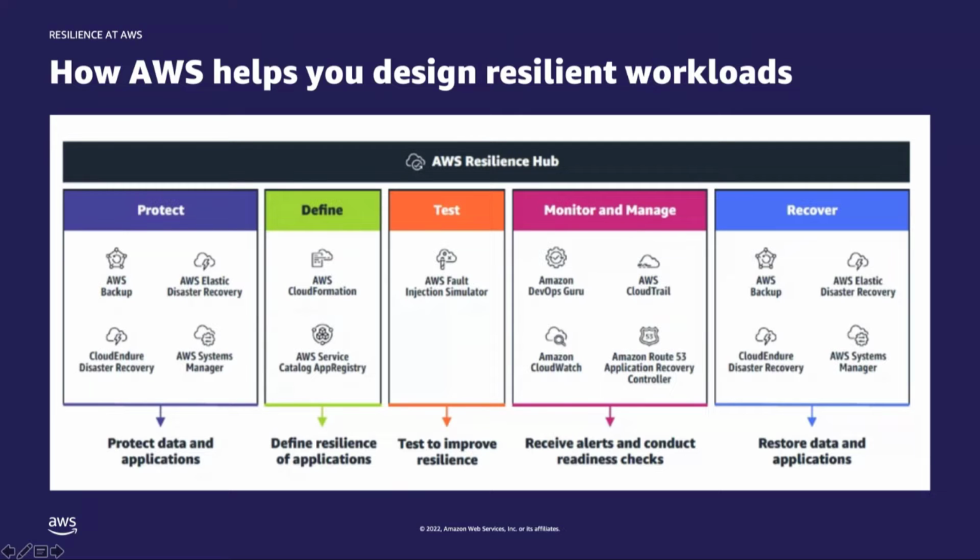But we also are a hub that's part of this family of resilient services that we have at AWS, and they fit across these 5 different domains that we have, helping you to protect your applications, helping you to define what a resilient application is, making sure that you can test it, being able to monitor and manage these, and then being able to recover if something does happen. You see within here that we touch on a bunch of these different services.